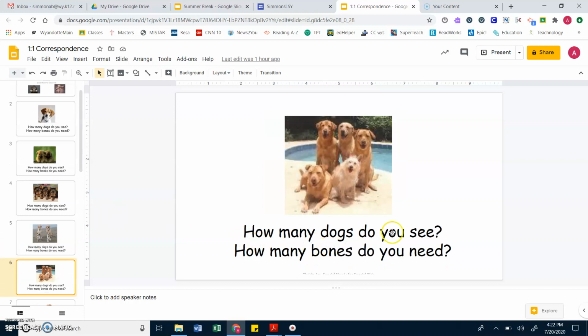How many dogs do you see? How many bones do you need? One, two, three, four, five. I see five dogs, and if each dog gets a bone, one, two, three, four, five. We will need five bones for five dogs.